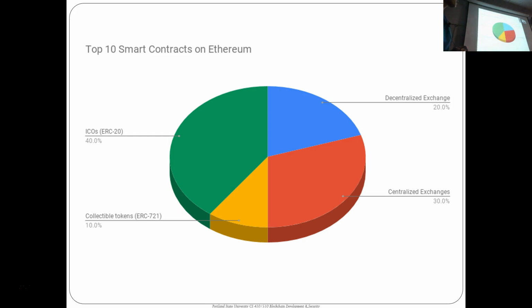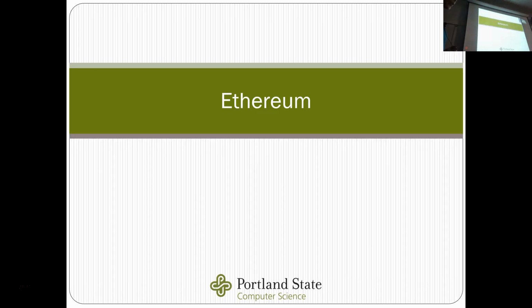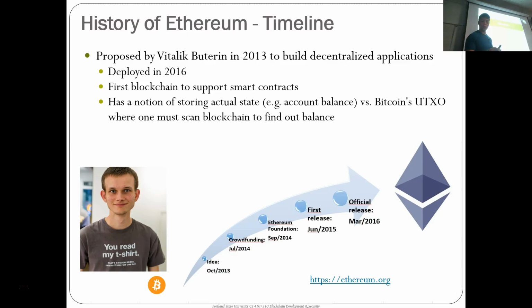Here's a pie chart. So exchanges are more than half. ICOs are close to half, and then collectible tokens are the last bit of that. Okay, so now we're going to talk about Ethereum and what it does.